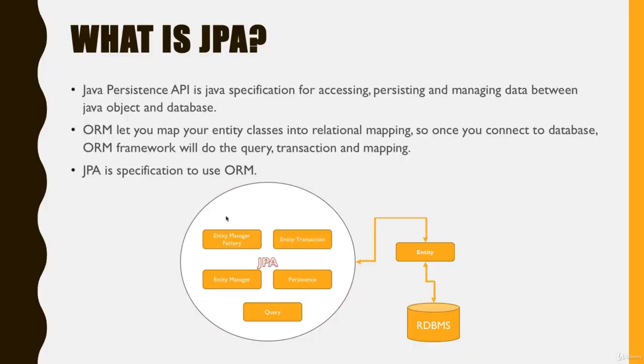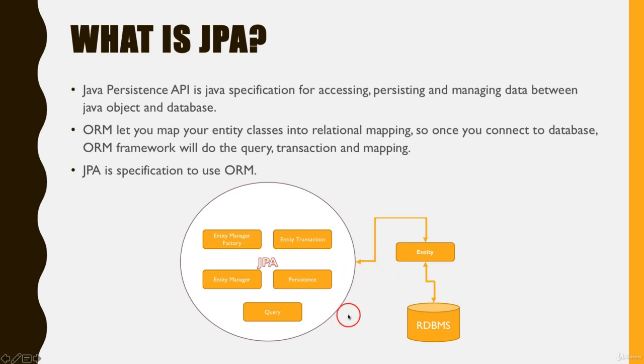What is JPA? JPA stands for Java Persistence API, a Java specification for accessing, persisting, and managing data between Java objects and database. For that we are using ORMs. One example is Hibernate, which allows you to map your entity classes into a relational mapping, so that once you connect with your database, your ORM framework will do the transactions, mapping, and query, all those things. And JPA is a specification to use ORM. So it provides you an interface to access those ORM frameworks.